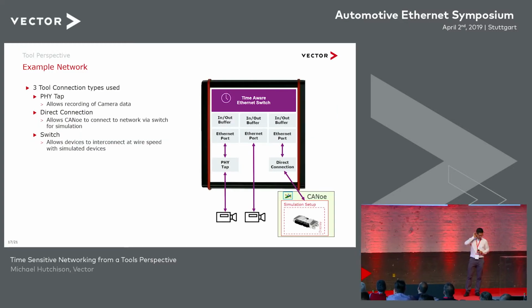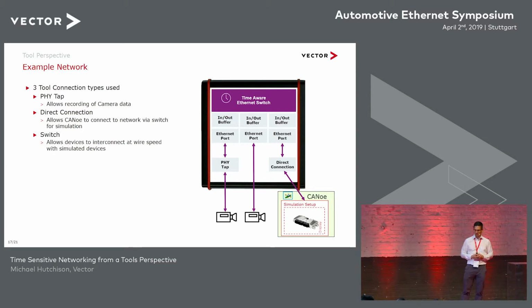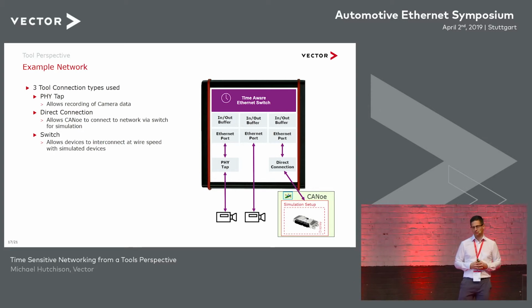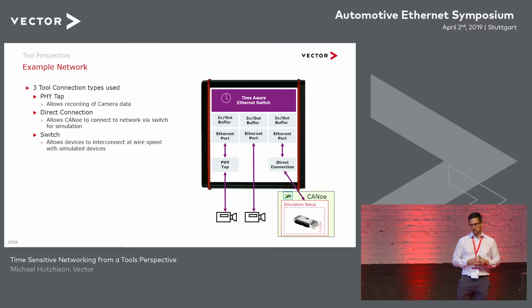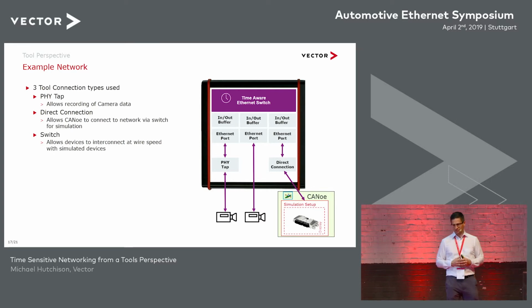So if I put those inside of one of our tools, then there are 3 different types of connection, if you will, PHY connections or interfaces, that we would use. The first one is a PHY tap. It's basically at the electrical level of the PHY, we're going to pick the signal up and send it back out again on the wire, and that allows us to record the camera data as well as send it off to a logging port.